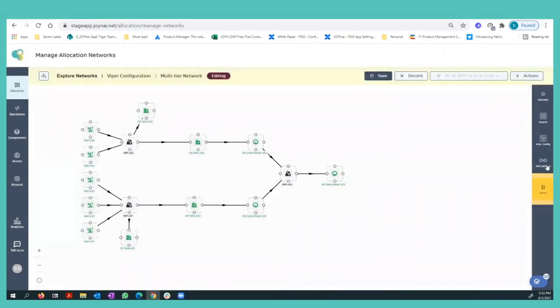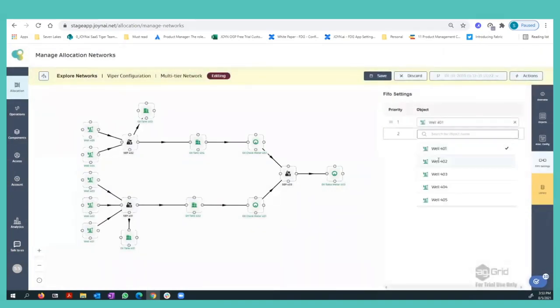So if I edit, now I can go and actually add. I'll add 402 and 404 also. So now essentially the FIFO override will work on oil tank 401, 402, 403, and 404. On 401 and 402, the override would be implemented. And on 404, the override for 404 would be implemented.